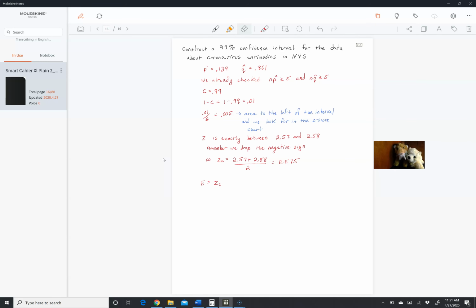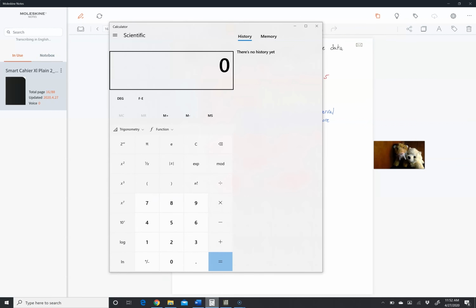It's z sub c times the square root of p hat q hat over n. So we have 2.575 times the square root of 0.139 times 0.861 over 3,000. So let's go and calculate that. I didn't do this ahead of time, so I will do it here with you.